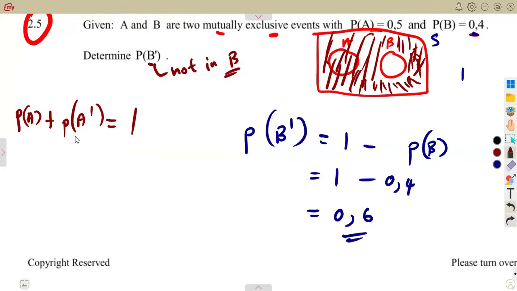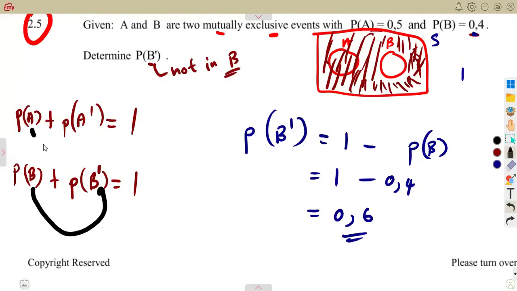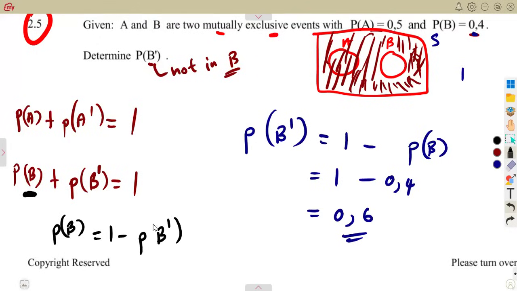So we can have the probability of A as 1 minus the probability of what is not in A. The same thing applies to B: the probability of what is in B plus the probability of what is not in B must give you 1. So if you understand the basics of a set and its complement, that they add up to 1, you can make whatever you want the subject. If you want the probability of what is in B, you simply take this one to the other side, so it will be 1 minus the probability of what is not in B.